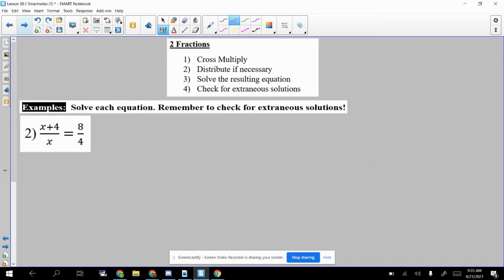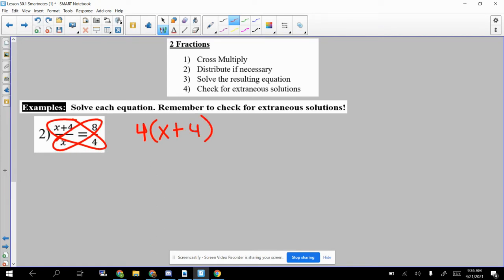Okay, next problem here, we're going to do the same thing. It's a fraction set equal to a fraction, so we will cross multiply here. So we have, again, 4 times x plus 4, so I'm going to write it this way so we can distribute easily. And we have 8 times x, or 8x. So let's distribute. 4 times x is 4x. 4 times 4 is 16. And it's set equal to 8x.